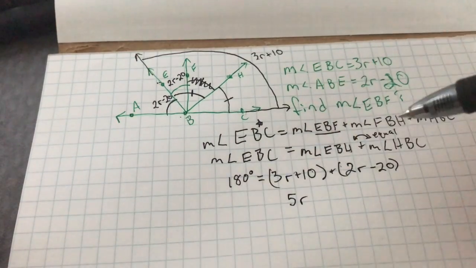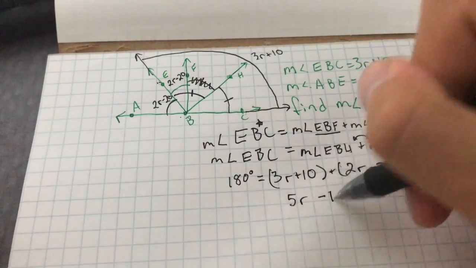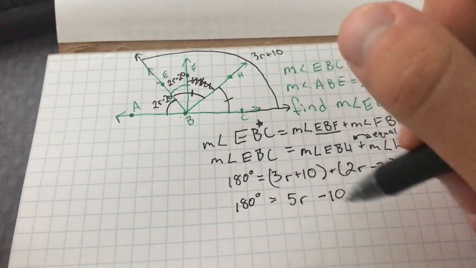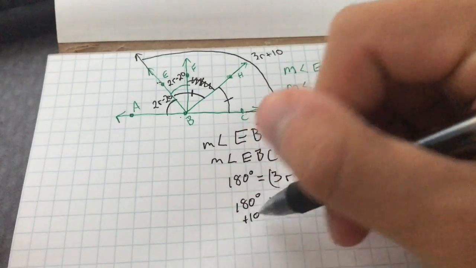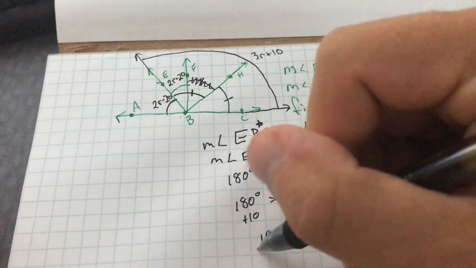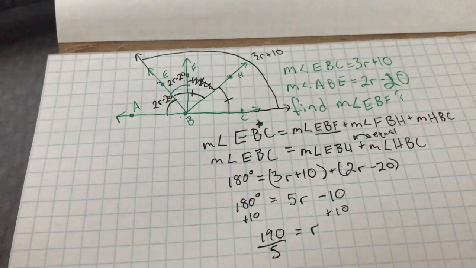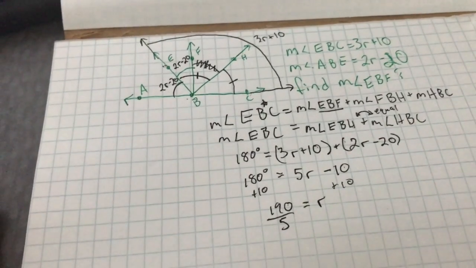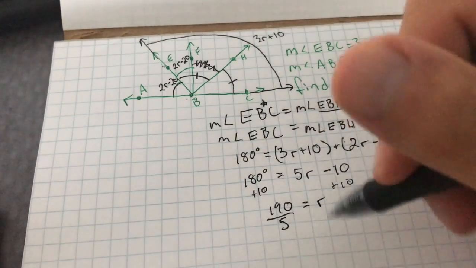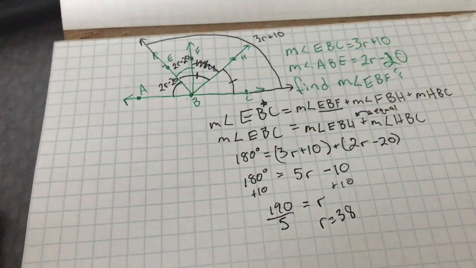Let's see, we get 5r. This is going to turn into negative 10 equals 180 degrees. So we can add 10 to both sides. I'm going to get 190 equals 5r, so 190 over 5 equals r. 19 times 10 gives me 190, so 19 times 2 is going to be 38. So r equals 38. All right, so I have that much information.